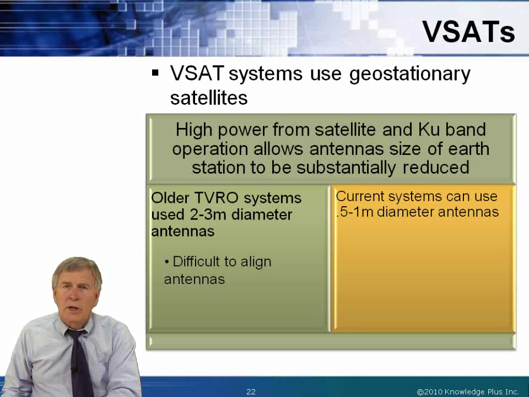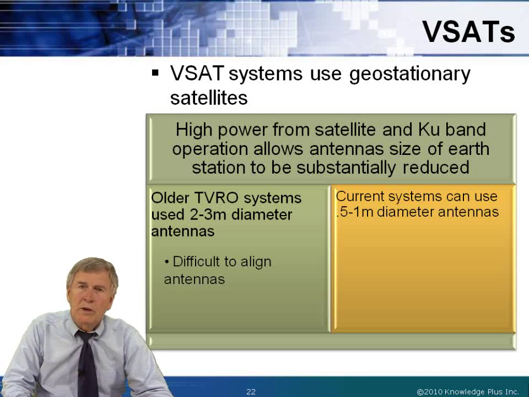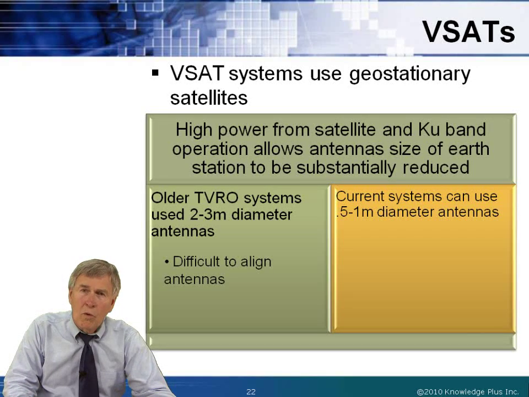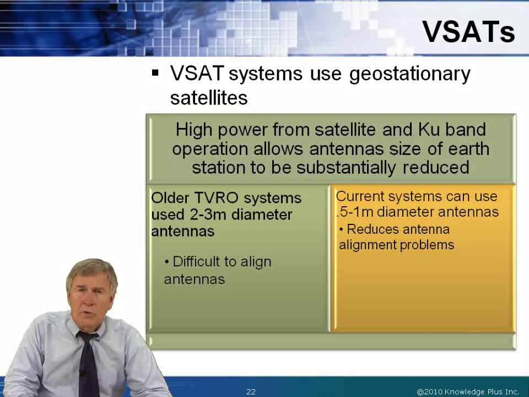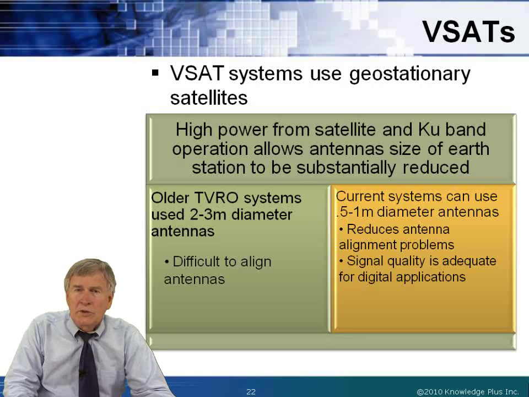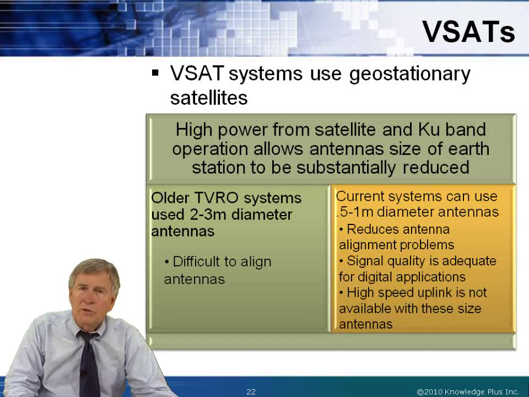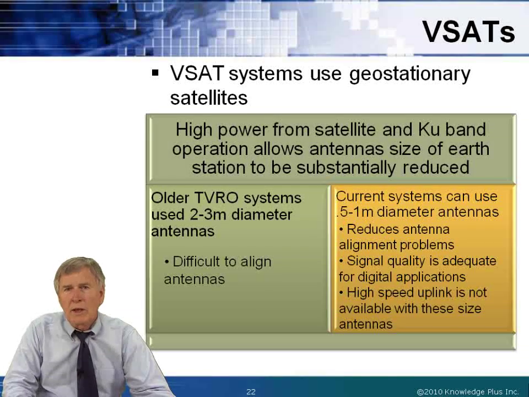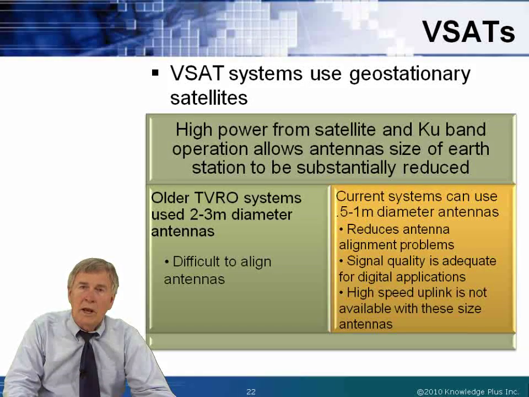Current systems can use antennas anywhere from around a half to 1 meter, depending on whether you're trying just for television receive only or for duplex operation uplinking. So you don't have a problem with the reduced aperture size. You actually have a slightly lower gain, which means wider beam shape and easier to align the antenna, giving adequate signal quality for most low speed. It's great for television, may not be sufficient for data. High speed uplink is not available with these antenna types.